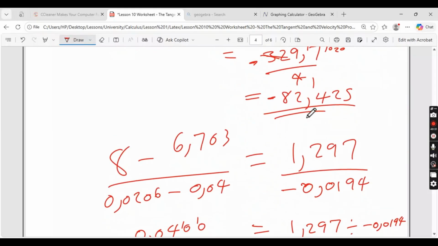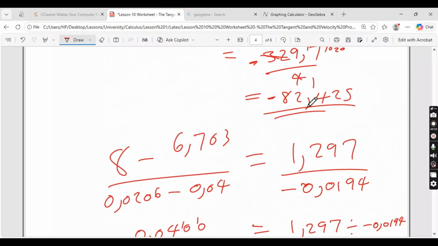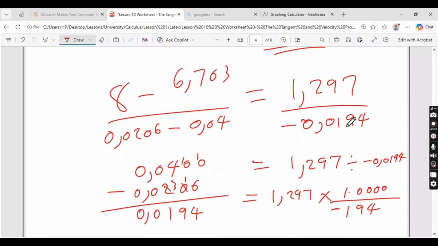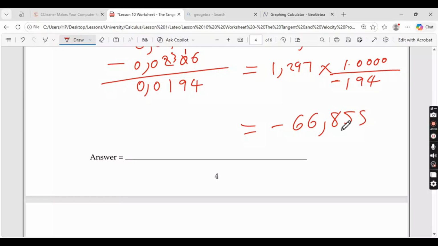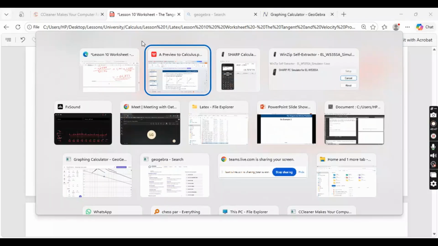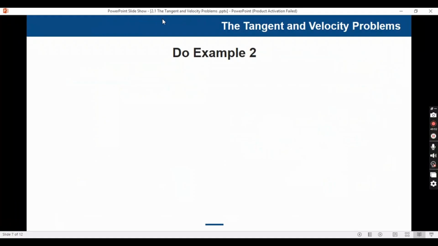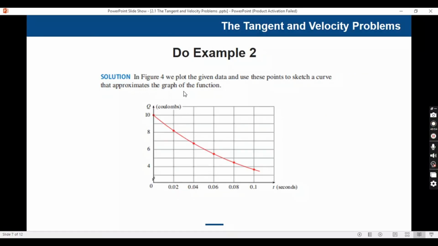From, okay, from negative 82,425 to negative 66,855. Okay, let's now check what our answer could be. So the plot, and it looks curved.